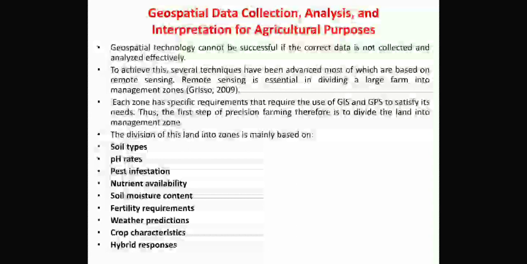Then especially needed for precision farming. The main purpose of these geospatial technologies is to collect data, analysis and manipulation for agricultural purposes. That is to collect information regarding soil types, pH, pest infestation, nutrient availability, soil moisture content, fertility requirement, weather predictions, crop characteristics. Then different crop hybrid responses have to be evaluated or analyzed with the help of these geospatial technologies.